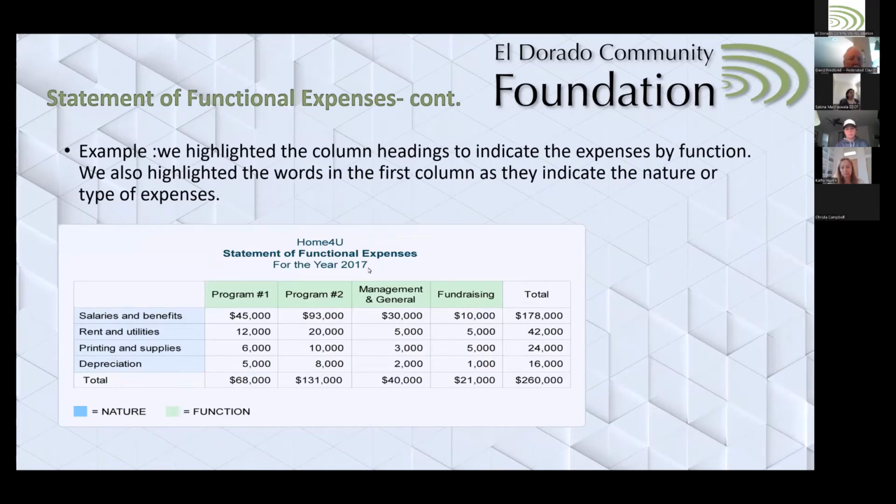In the example, the statement of functional expenses is described like a matrix, since it reports expenses by their function and by the nature or type of expense. If you look at the blue column, that's the nature of expense. There's salaries, rent and utilities, printing and supplies, and depreciation. And on the top are the programs that you're running: program 1, program 2, management and general, and fundraising. Now, this could literally be cost accounting too.